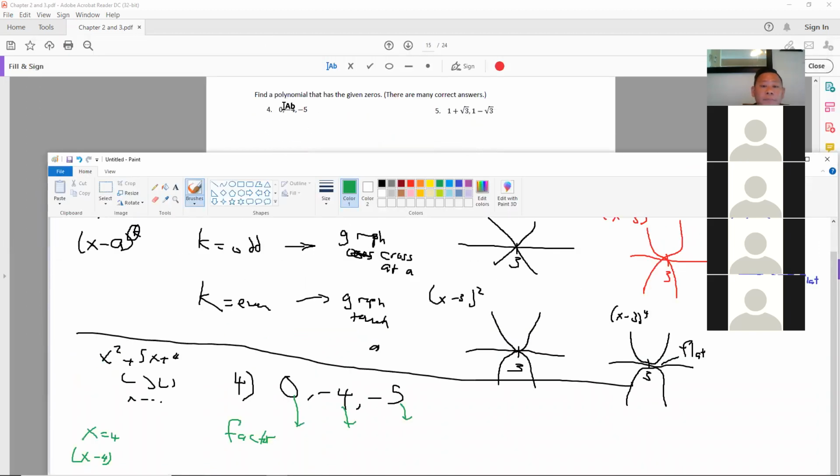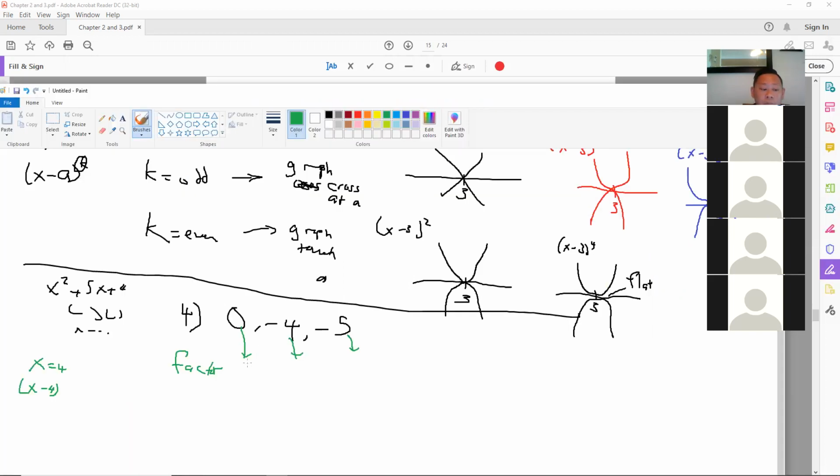Anyone? 0. No, don't forget. If it's x equals 4, the factor form is x minus 4. So if I give you 0, it's just x, because it's x minus 0, which is just x. And what is the factor form for minus 4?